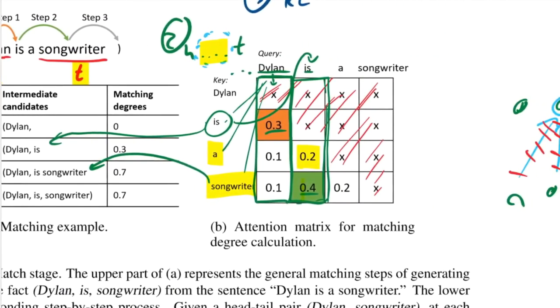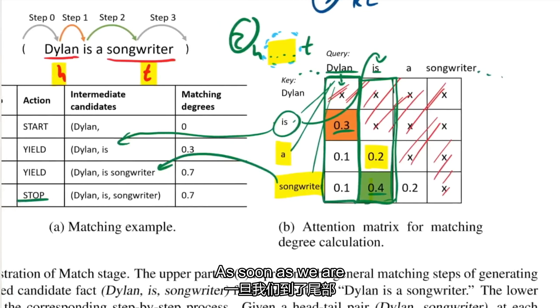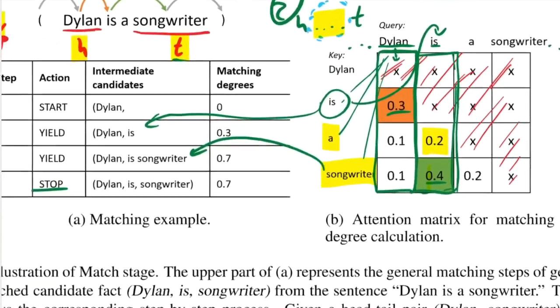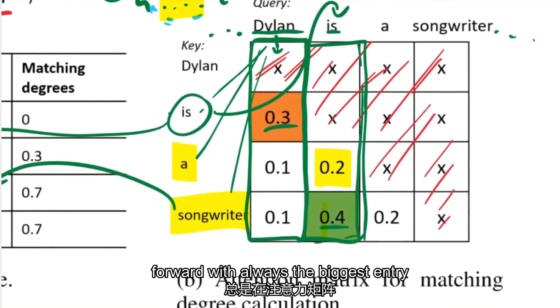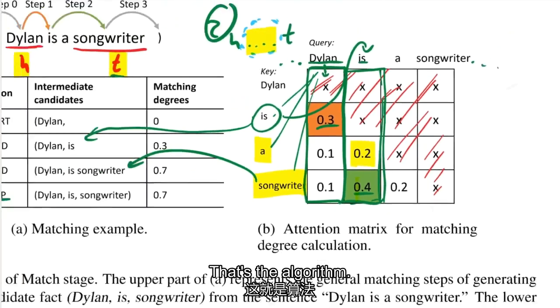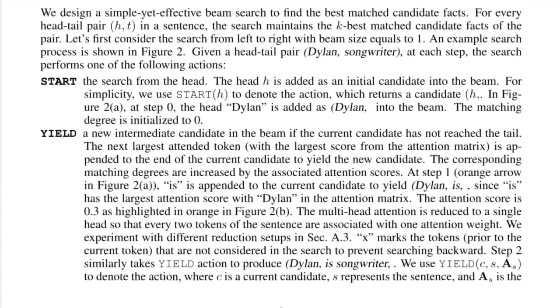So there is no need to go on, even if there were text behind the tail. As soon as we are at the tail, which we already know, right? We're given the head and the tail, we stop. All right, so we simply go forward with always the biggest entry in the attention matrix until we reach the tail. That's the algorithm.